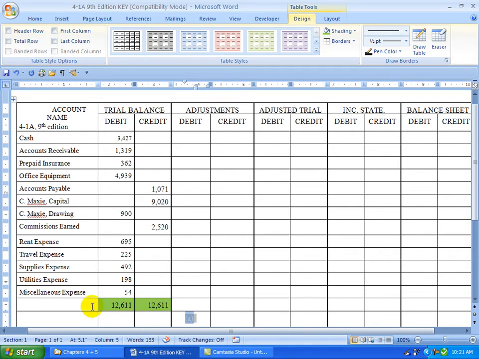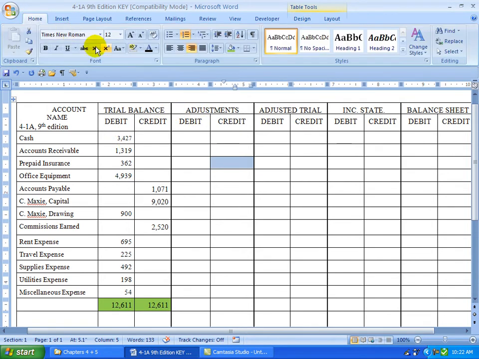It says we have used up $106 worth of insurance. Our prepaid insurance has decreased by $106, so we're going to go to the line for prepaid insurance and put it in the adjustment column. Since this is our first transaction, we're going to label it with an A and then put in the $106. So the A represents that it's our first transaction.